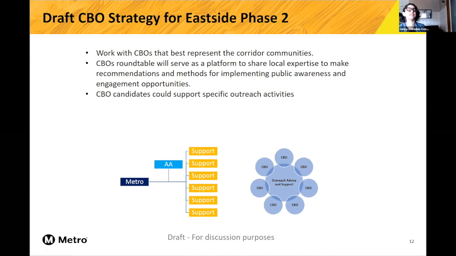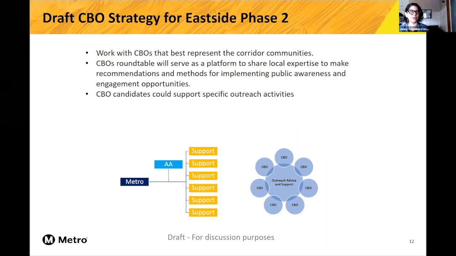So this is somewhat of an outline of what we're preparing in terms of what our draft strategy looks like, administratively and structurally. Metro will be spearheading the effort along with our outreach consultant, Arellano and Associates. What we'd like to do is create a roundtable of CBOs that will bring local expertise, to provide guidance on how to communicate with the communities, what's the best approach. Those are the things that we want to hear in order to implement through our outreach plan.